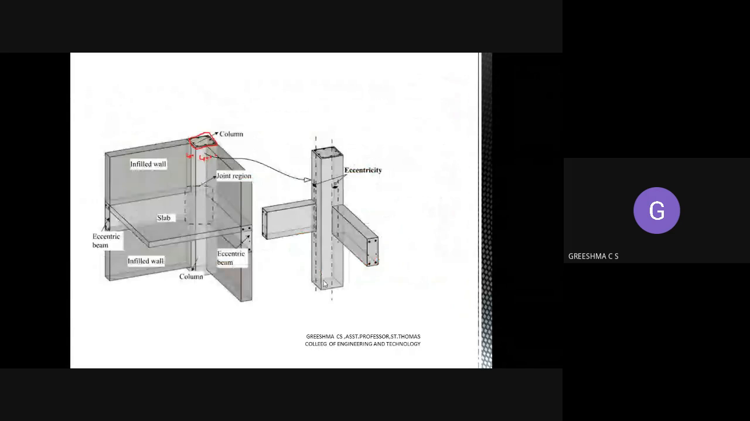Okay, so this is the condition and this is the column. This is the column that we are going to design. This is a corner column. Now coming to the next one. So this is the case.